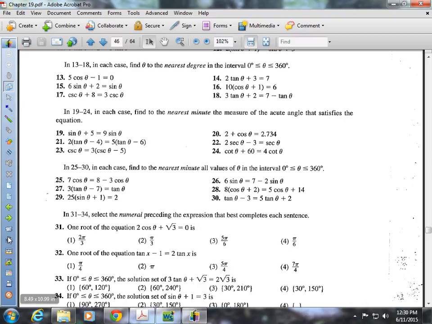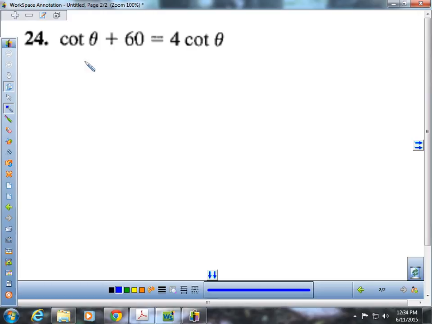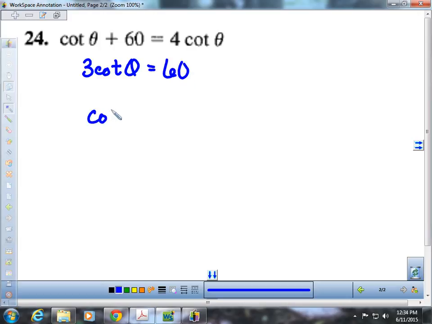24. My directions in 24 are just to find the measure of the acute angle. All we're looking for is the first quadrant angle that's going to satisfy this equation. So first and foremost here in 24, do I want my trig functions on both sides of the equation? I do not. So do I want to move the 1 to the 4 or the 4 to the 1? I want to move the 1 over to the 4. When we do that, how many cotangents will we have? We will have 3 cotangent theta equal to what? 60. Then we will divide by 3 and find out that cotangent theta is equal to what?